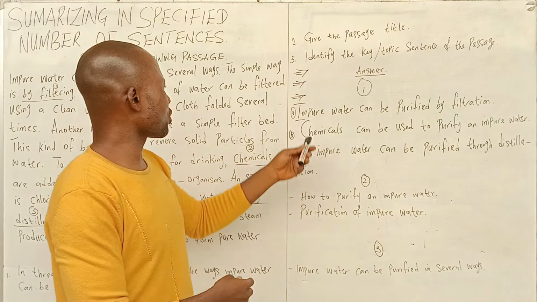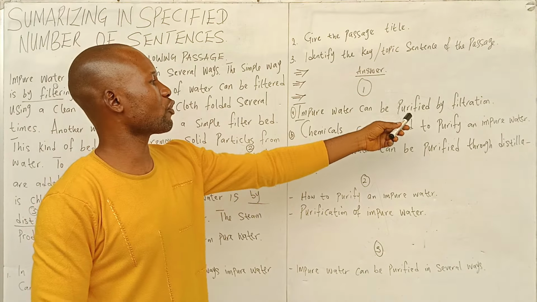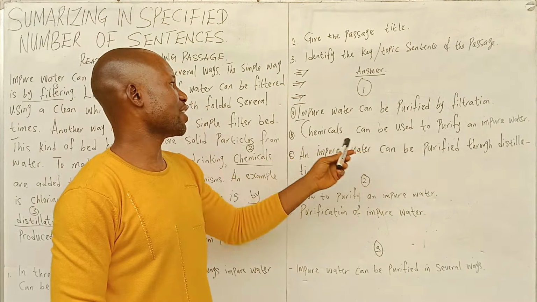You can see in this first one, I say impure water can be purified by filtration. I didn't start with impure water again. I say chemicals can be used to purify an impure water. This one, and I say an impure water. You see, there are differences. So this is how you answer.